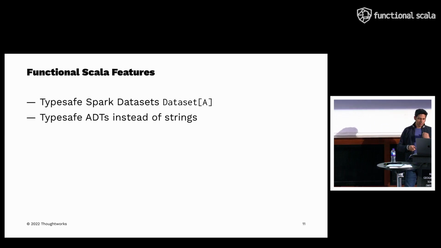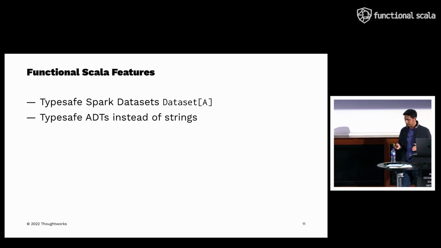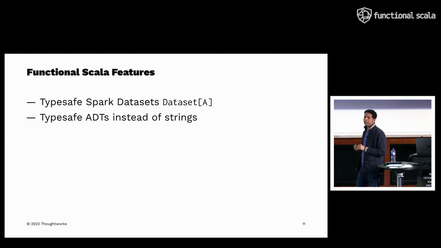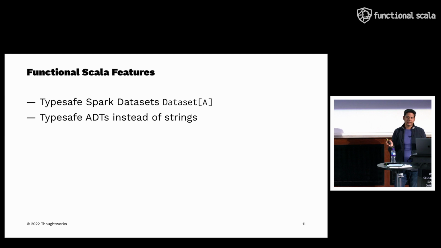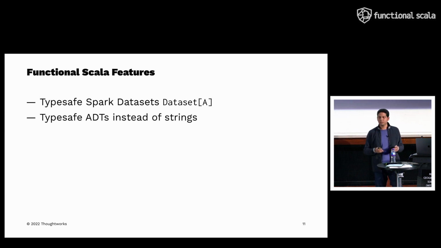Now, a little bit of segue from ZIO and parallelization to some of the functional Scala features. Typically in Spark, if you use the Scala API, only then you get a Dataset, which is a type-safe representation of a DataFrame. So we use that a lot. And basically, a Dataset of A in this context means A is typically an entity from your domain model, like customer, product, transaction, and so forth.